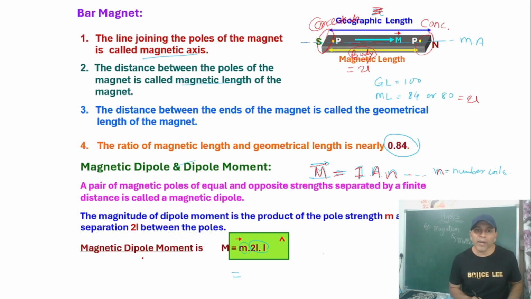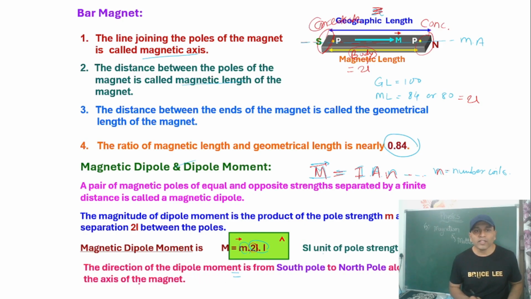So the magnetic dipole moment is equal to M into 2L, which equals I times the current. 2L is the magnetic length, twice L, and the dipole moment is represented in ampere meter square. The direction of the dipole moment is from the south pole to the north pole, along the axis of the magnet, as shown here. They should have mentioned ampere meter square; mistakenly it is written as A dot M, but it is ampere meter square.